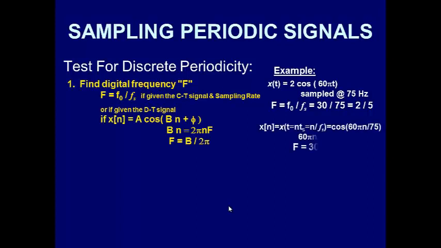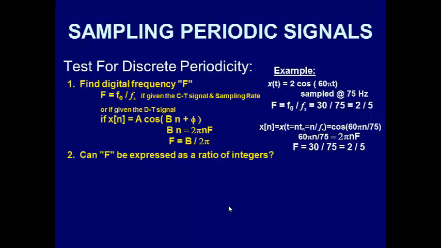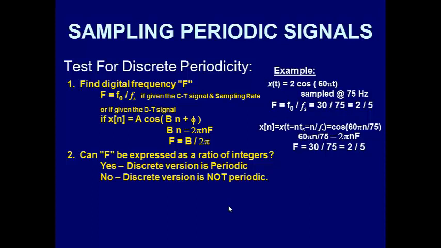Okay. Or if you're working with not the original analog signal but the digital signal, just make sure you extract the discrete time frequency and ask again, can I relate that as a ratio of two whole numbers? If so, then you get a periodic discrete time signal. If not, you don't.